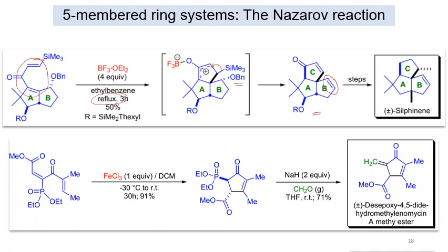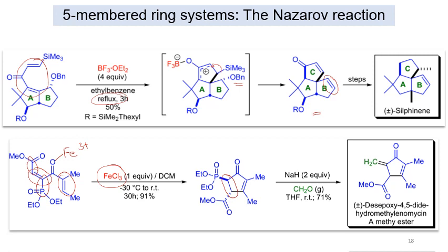Look at this particular transformation. Here the FeCl3 is used as the Lewis acid, leads to the coordination at this position. And thereby generating once again out of this particular system a pentadienyl cation, which undergoes now a conrotatory ring closure. You can see here this particular bond and this particular bond are anti or trans to each other, leading to the maintaining of the stereochemistry at this particular position.